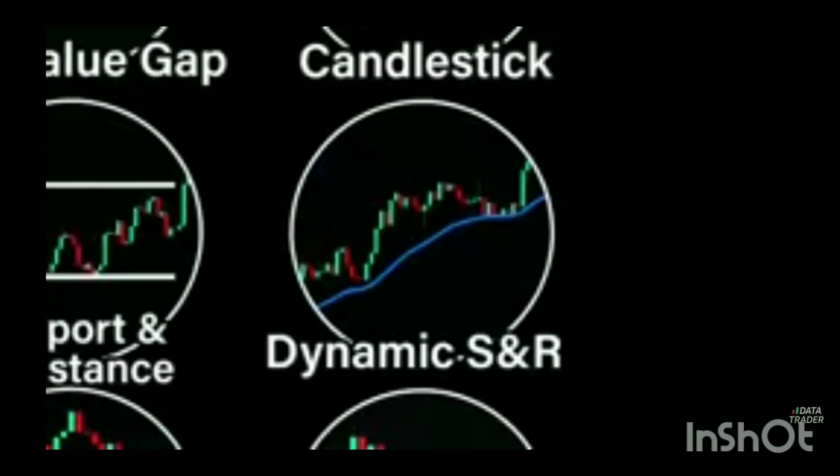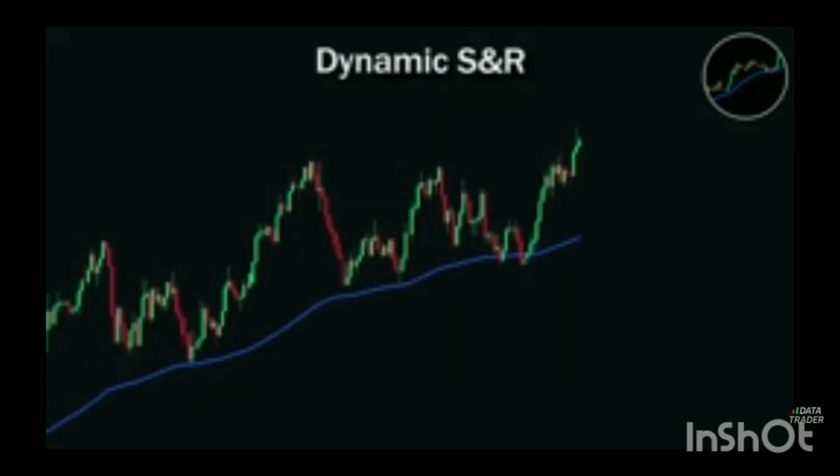Dynamic support and resistance. Similar to support and resistance, dynamic support and resistance also act as key levels, but instead of using static horizontal lines, it uses indicators like the moving average to act as our key level.